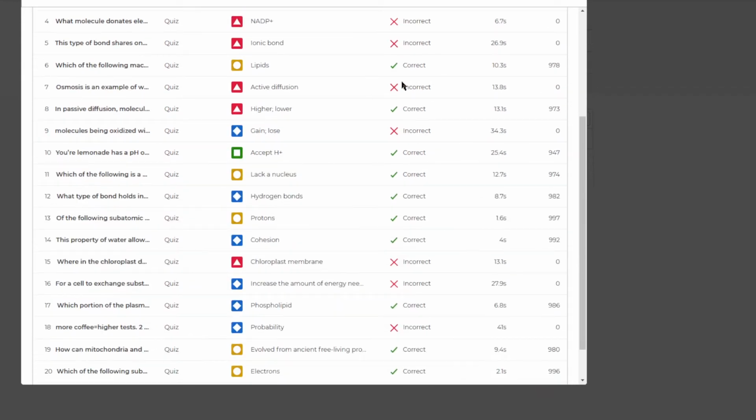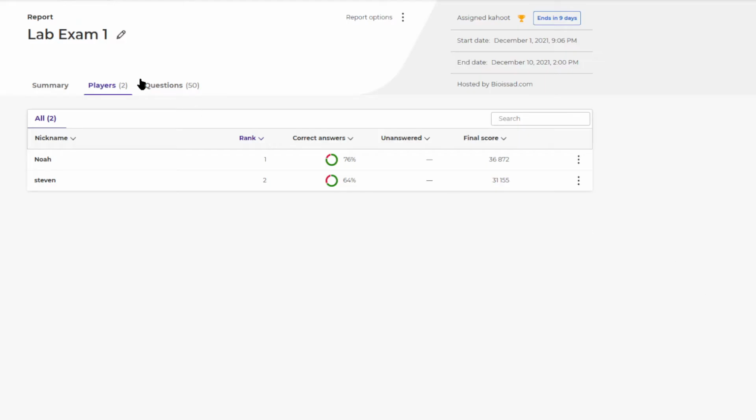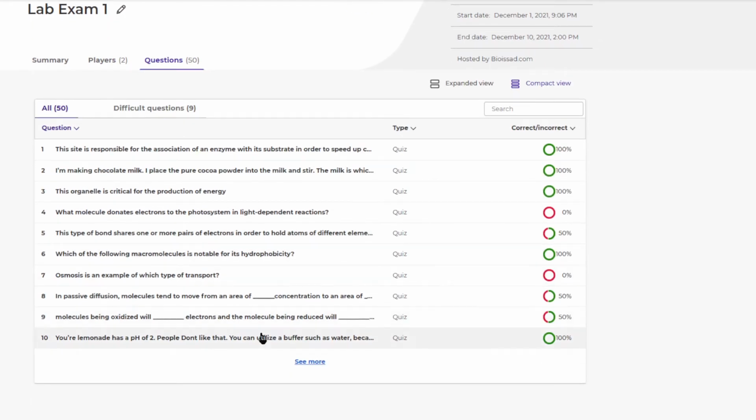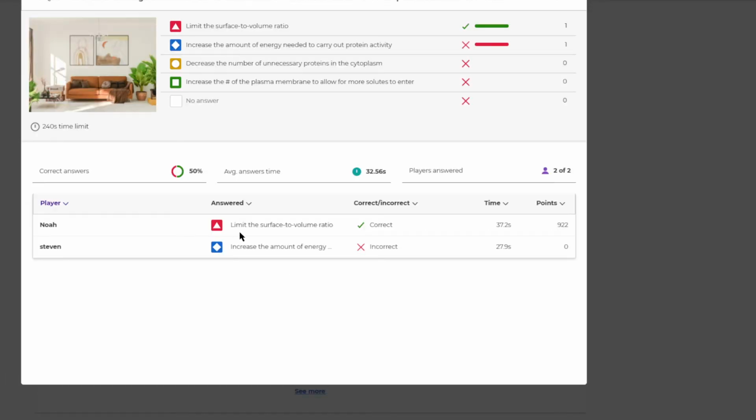But, so I did do this one, number 15. Here. 16, I did not. 16 is exchange of substances with its environment at a rate which allows. Okay, so what this is telling me is that. Wait, I just want to see what you put.